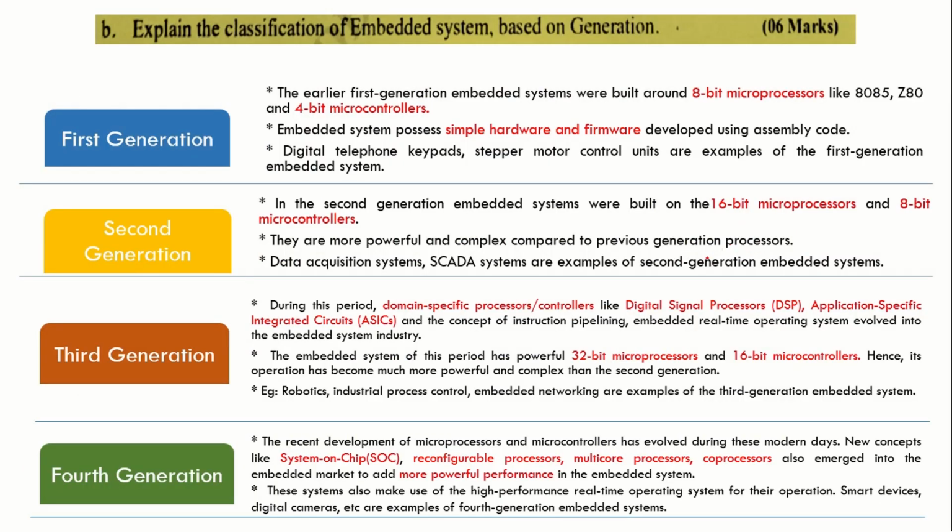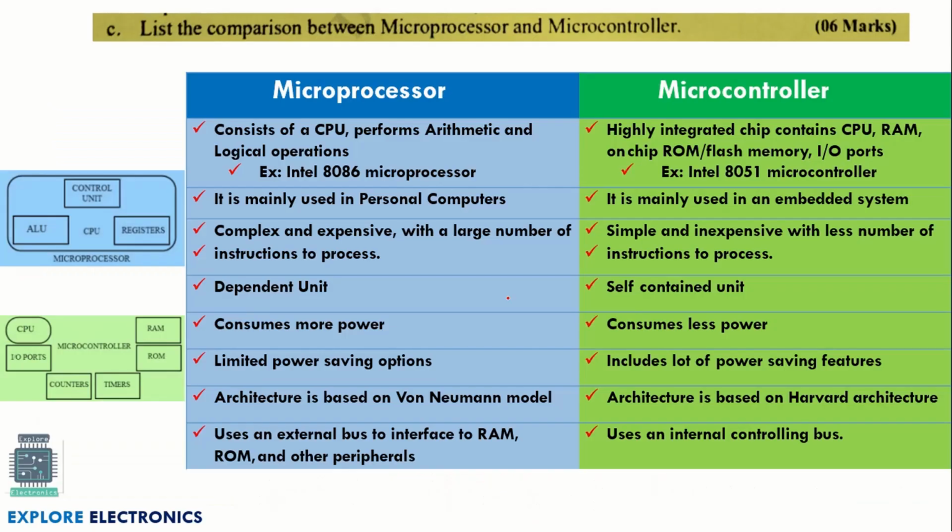Then explain the classification of embedded system based on generation. So there are 4 generations in embedded system classification: first generation, second, third and fourth generation. And these are the points you can mention there. Here easily you can remember using a microcontroller capability, that is 4-bit. Here it is 8-bit microprocessor, it is increased to 16, and then DSPs come, 32-bit microprocessors come, and then reconfigurable processors and SOC come into the picture. Like this, you need to explain with examples. Everywhere here it is given with an example. So you can give these examples also while writing the explanation.